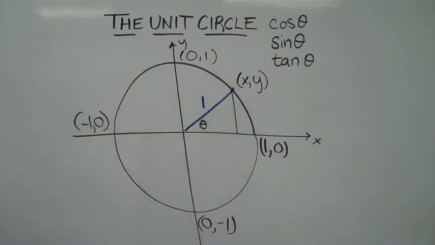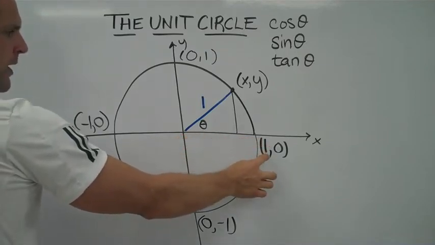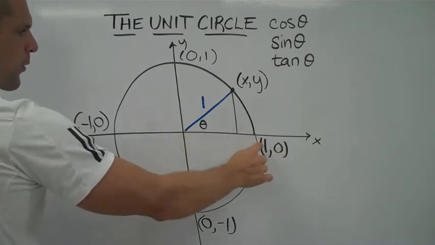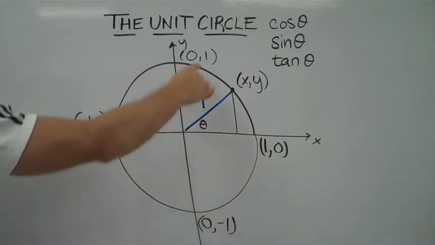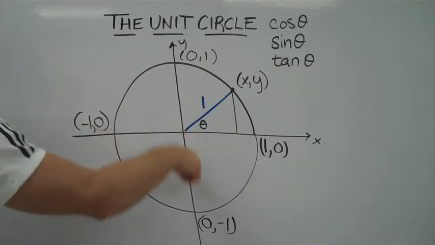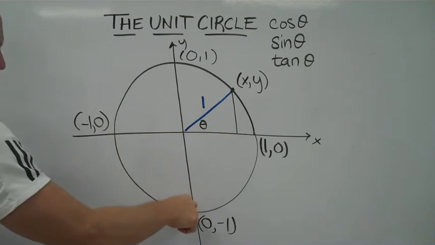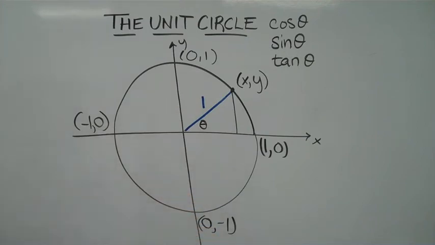That's all it is. Well, if we have a radius of 1, we go out 1, that makes this point 1, 0. Over 1, up and down 0. That makes this point up here, back and forth 0, up 1, so 0, 1. To the left here we've got negative 1 and up and down 0, and down south we've got back and forth 0, down negative 1.